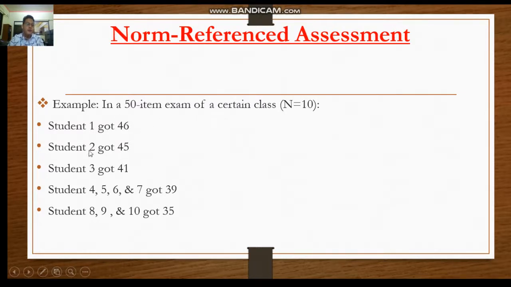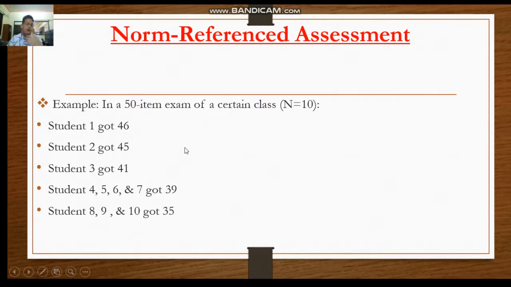Student 2 got 45. Student 3 got 41. Student 4, student 5, student 6, and student 7, the four of them, got 39. Student 8, student 9, and student 10, the three of them, got 35.